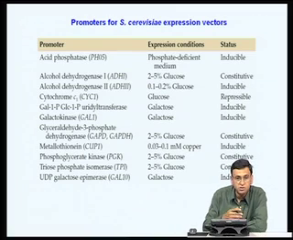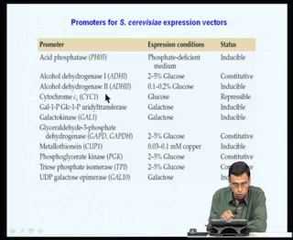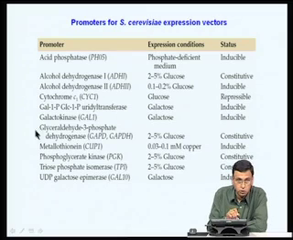Expression vectors have been constructed using many of these promoters, such as the acid phosphatase gene promoter, alcohol dehydrogenase 1 or alcohol dehydrogenase 2 promoter, cytochrome C1 promoter, the Gal1 or the galactose-1-phosphate uridyl transferase promoter, the galactokinase promoter, the glyceraldehyde 3-phosphate dehydrogenase promoter. These are all constitutively expressed promoters.